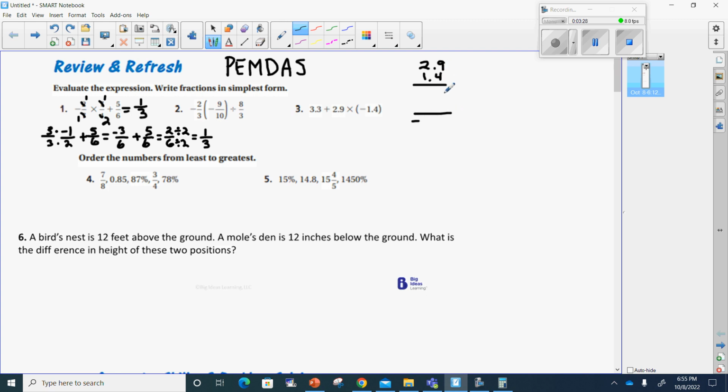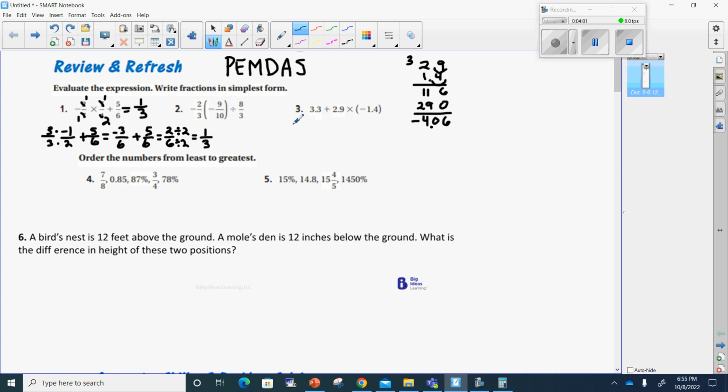9 times 4 is 36. 2 times 4 is 8, plus 3 makes 11. I put my 0 here. I remember I have 29 over here, because anything times 1 will be itself. When I add these up, I get 6, 0, 4. And now I have to remember to move my decimal places 2 spots. That makes negative 4.06.